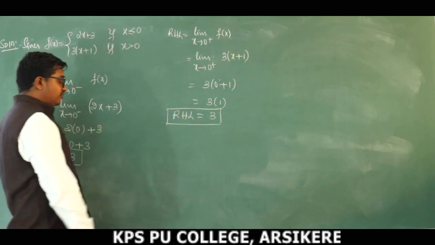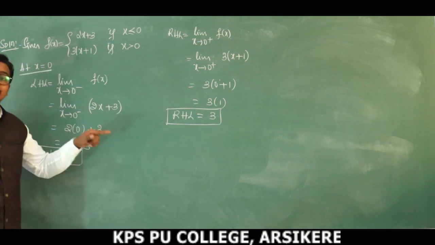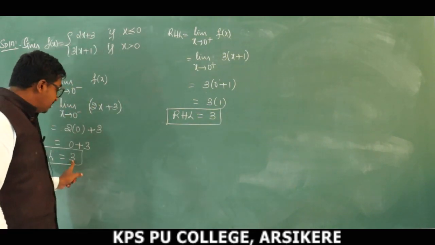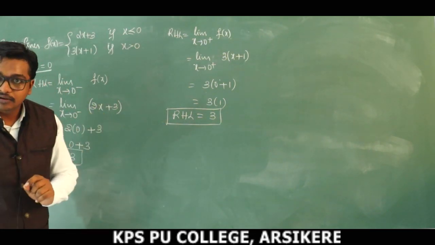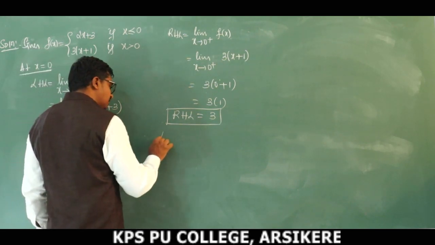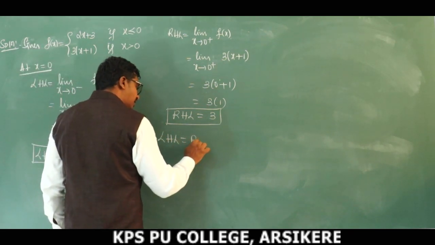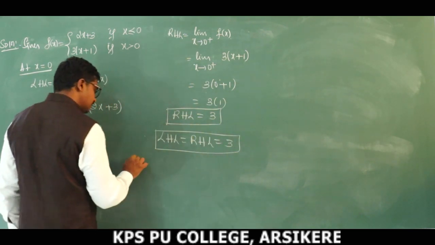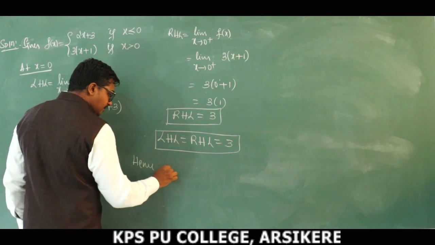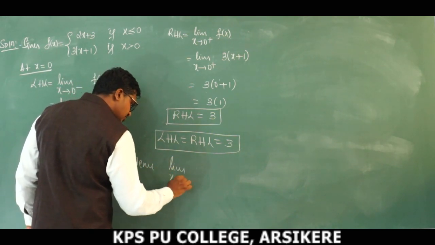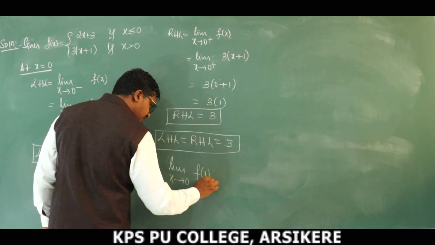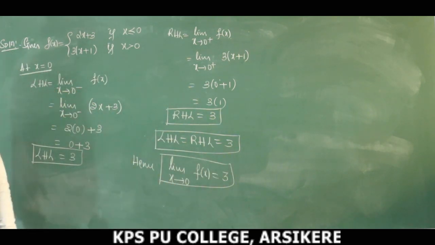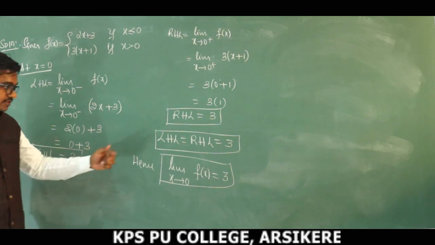Remember here, both the left hand limit as well as the right hand limit exist because they are finite quantities. And here both the left hand limit as well as the right hand limit are equal, right? Therefore LHL is equal to RHL and they are equal to 3. Hence the limit as x approaches 0 of the given function f of x is equal to 3. This is our limit.